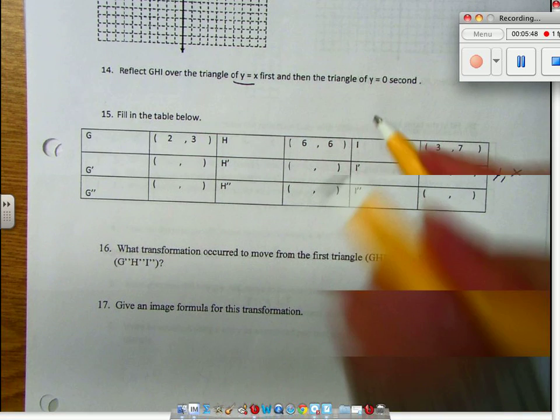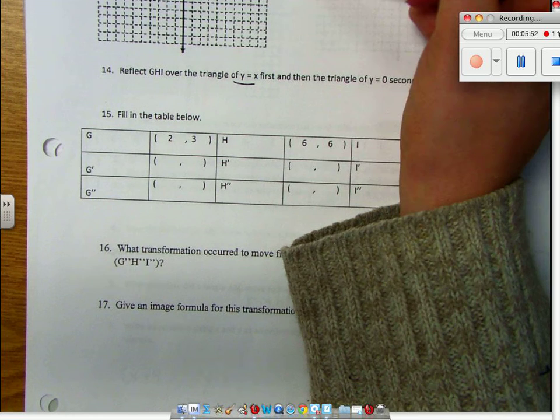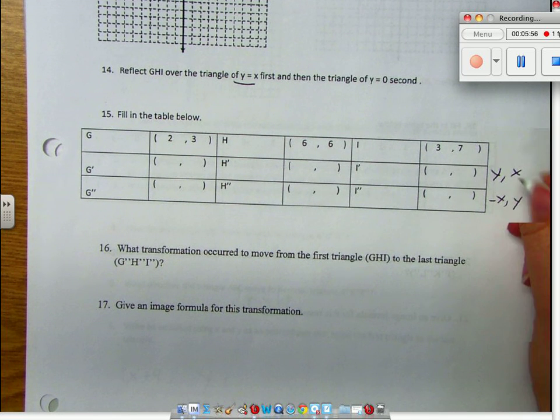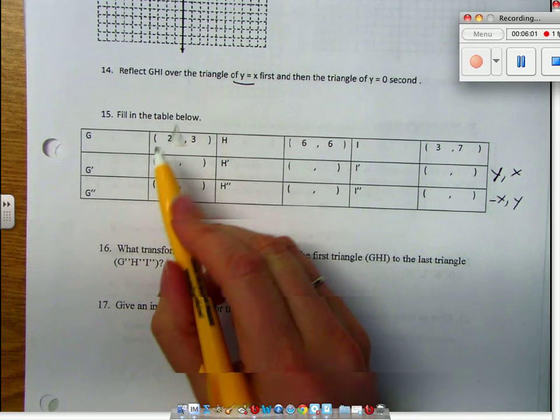Okay? Y equals 0. Remember, it's when y equals 0. So the y stays the same, but the x changes. So negative x, y. Anybody disagree with me? Okay, let's do this. First, we're going to switch them.